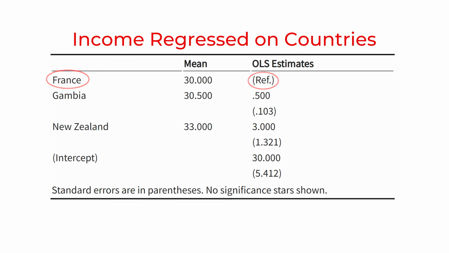And then all the coefficients on the other ones become whatever the difference is relative to that omitted group. So Gambia had an income of 30.5, which is 0.5 higher than France's income. And so the coefficient for Gambia becomes 0.5. New Zealand had an income of 33, which is 3 higher than France. And so the coefficient for New Zealand becomes 3. And the coefficient for the intercept is 30, which is France's average income. It is our prediction when we set the Gambia and New Zealand variables to 0. And if those are both 0, that must mean we're in France. So France gets that intercept, so the average is 30, and everything else is relative to France.